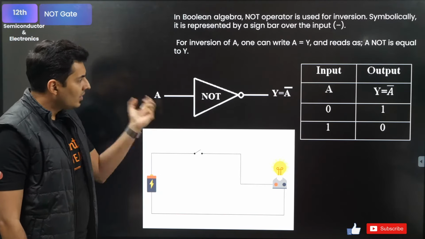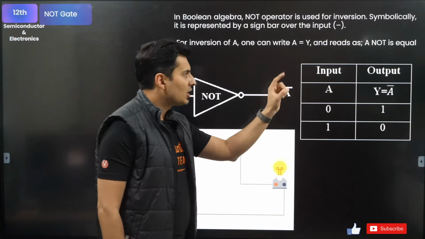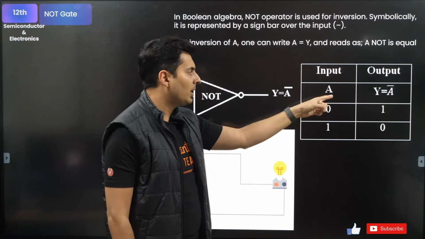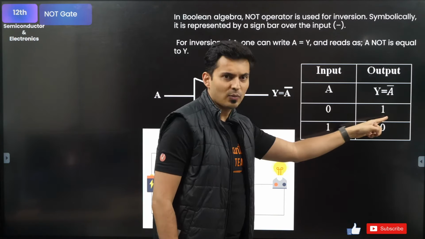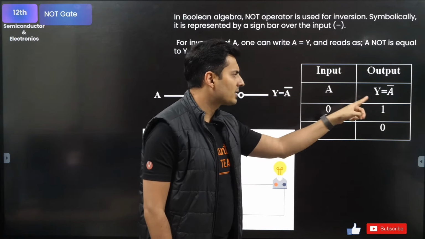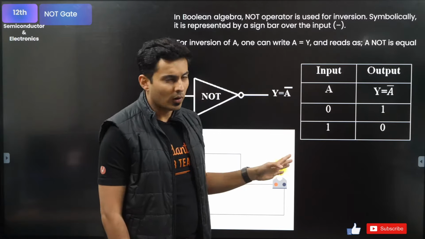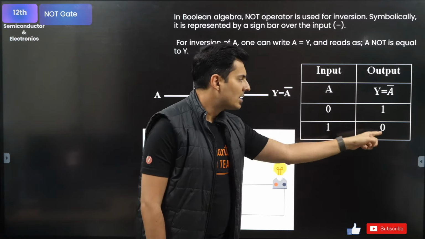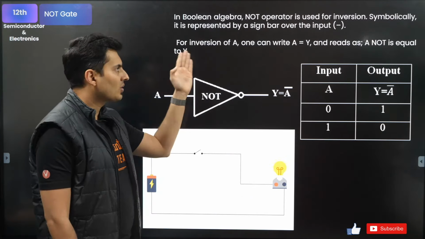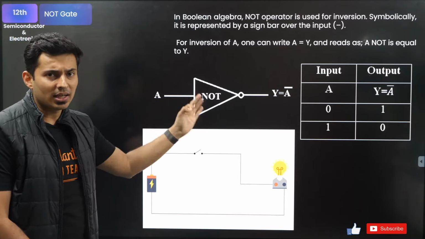If my input is a no, the output is a yes. So this is called the truth table. So input is 0, output is 1. You can also replace it with false, true, no, yes, hello, hi, whatever you want. And when the input is 1, the output is 0. So that is basically a NOT gate.